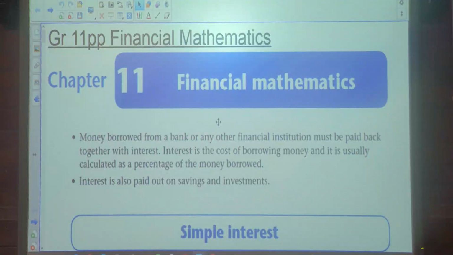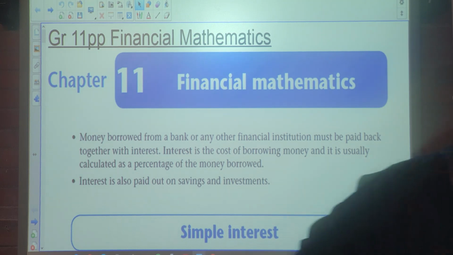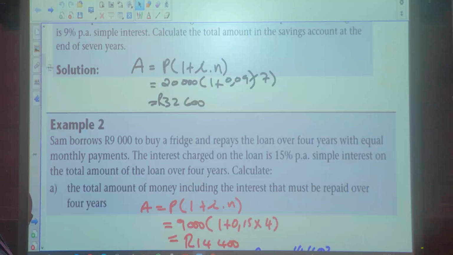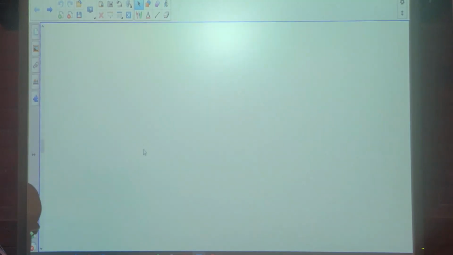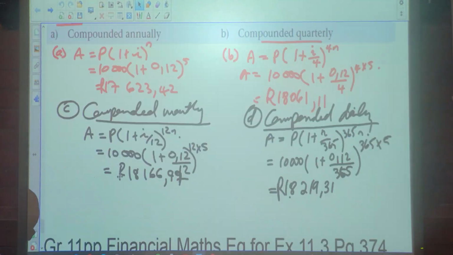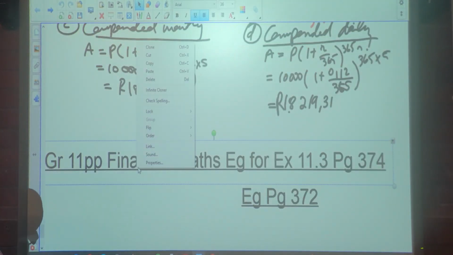Okay, good morning, class. So today we're looking at financial maths. It's actually afternoon, I think. Let's go. We're looking at example 4, 11 point. Not 1. Where have you been?